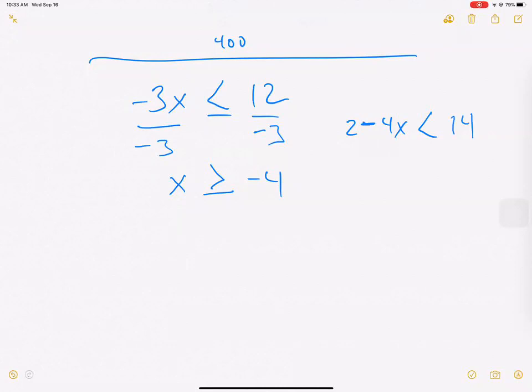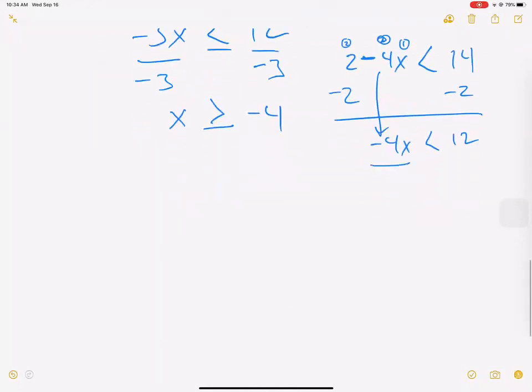Okay, just for this problem, we want to solve for x. We want to get rid of the 2 and the 4. So what's farthest away? I think the 2 is farther away. How many guys always forget to copy that negative sign? I would raise my hand. Then we divide by negative 4. As you can see, we divided by negative. That means we have to flip the inequality.